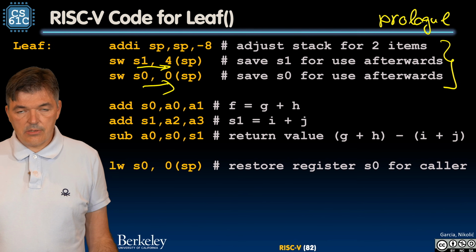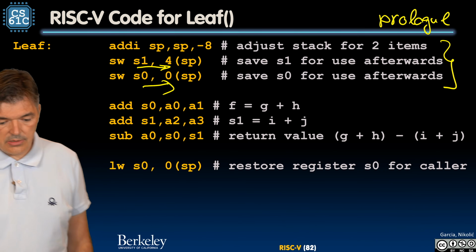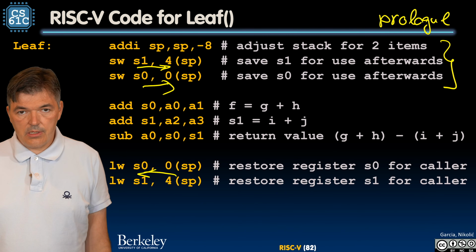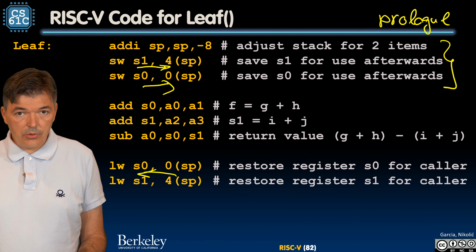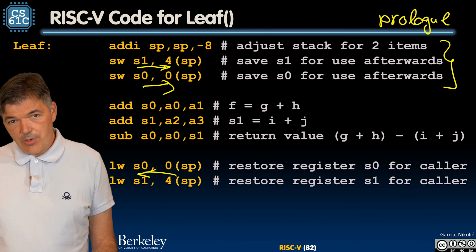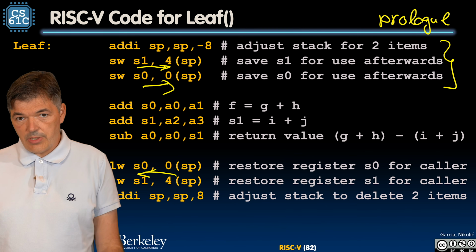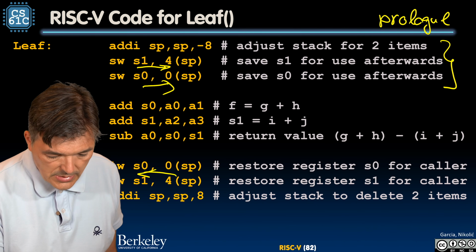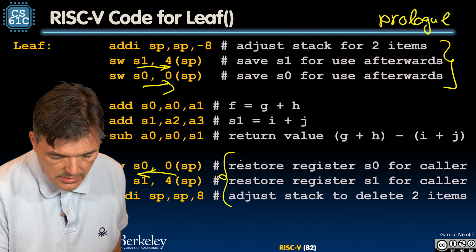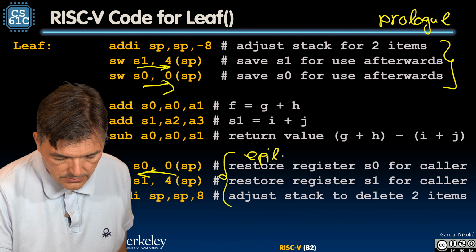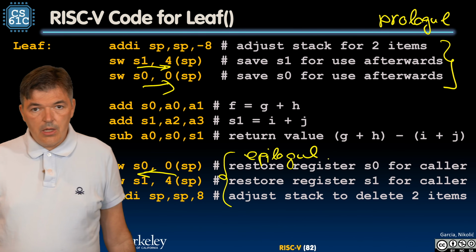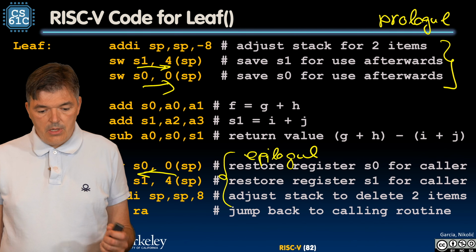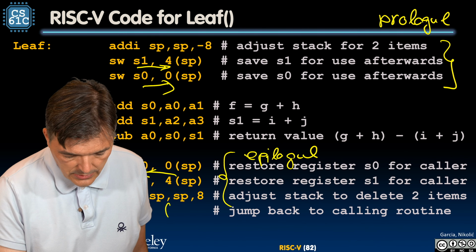First, we are going to restore the 2 registers that we have saved. We are taking them from their appropriate locations back to S0 and S1. We are going to free up the memory. We are putting the stack pointer where it was before by incrementing it by 8. And we are ready to return. This is what wraps up a function call. This is called the epilogue. And finally, we jump back to the return address. This is also what we have called return.